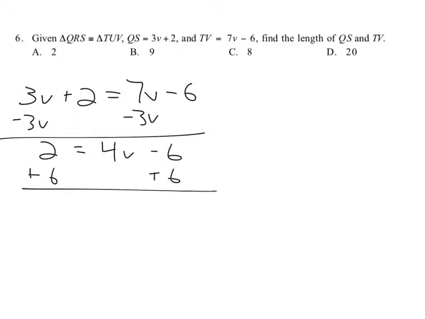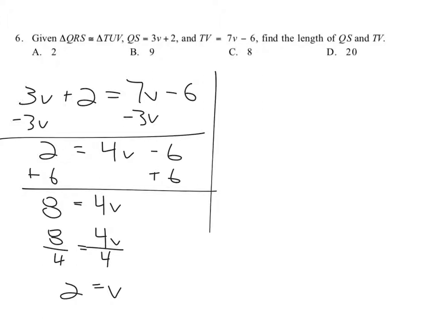Addition property of equality. And we get 8 equals 4v. And I want to divide both sides by the coefficient of the variable. And we get 2 is equal to v. That is not our answer. That is just what the value of v is. And now we'll plug it in.